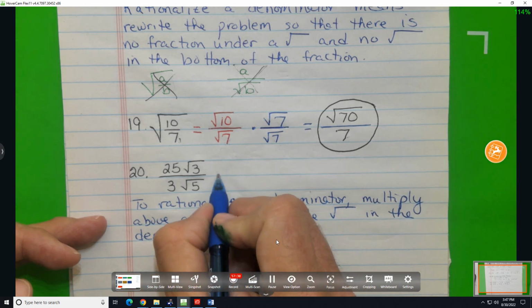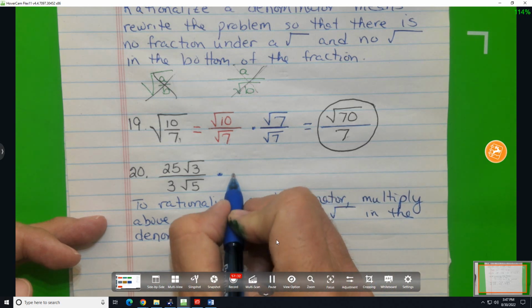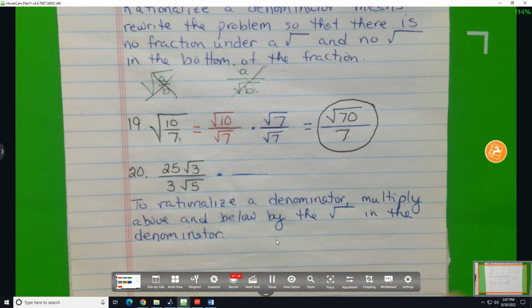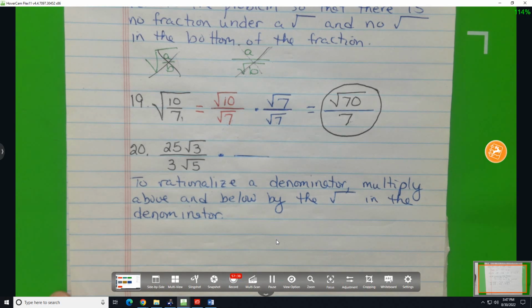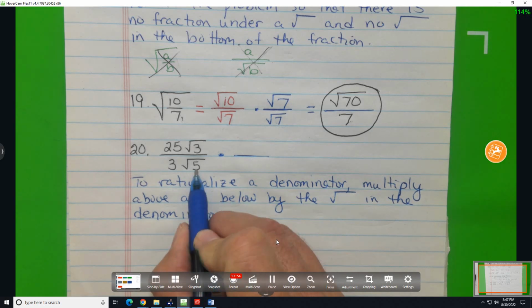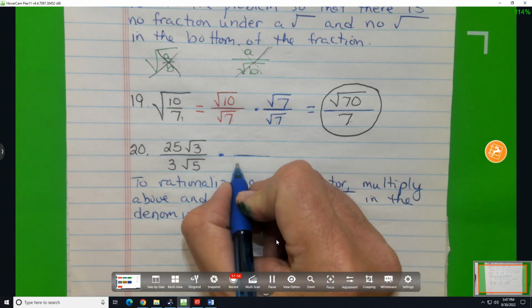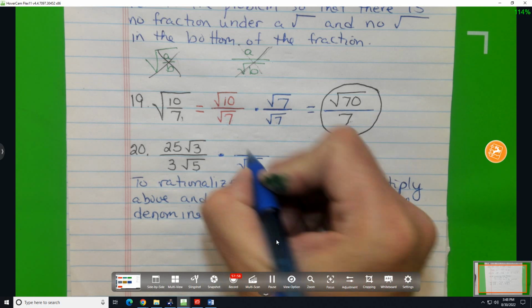So, on this one here, I'm going to multiply above and below. Sometimes people say by 3 square root of 5. No. I just said multiply by the square root. You don't need to multiply above and below by 3. You won't get it wrong, there'll just be more reduction. The numbers are going to get bigger if you do that. All you have to multiply above and below by is the square root of 5.